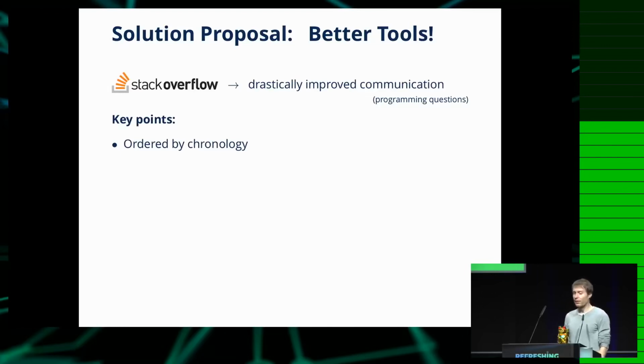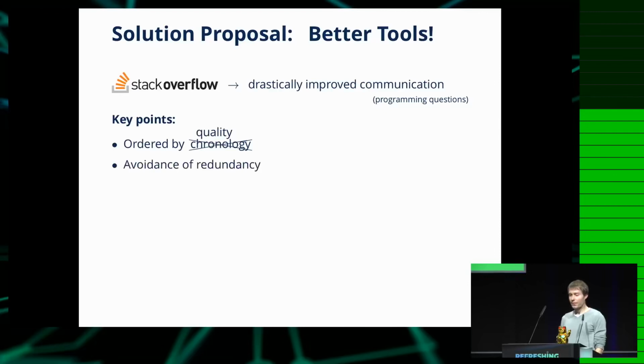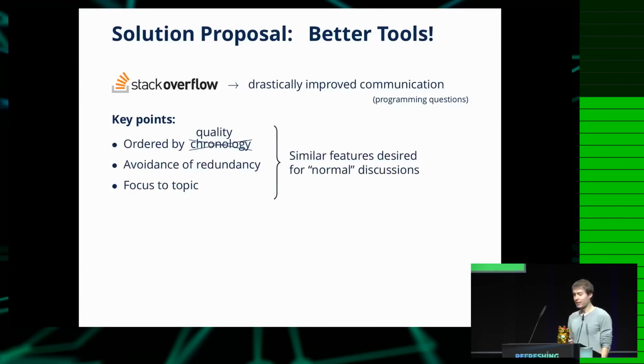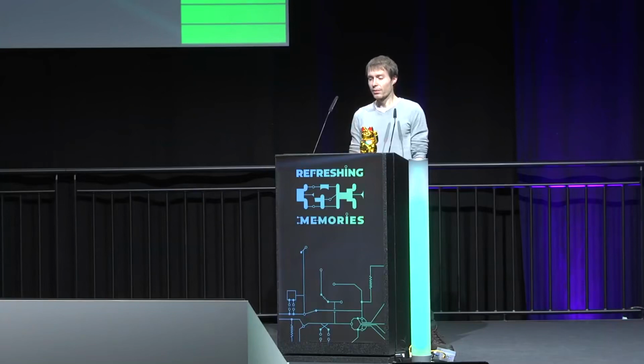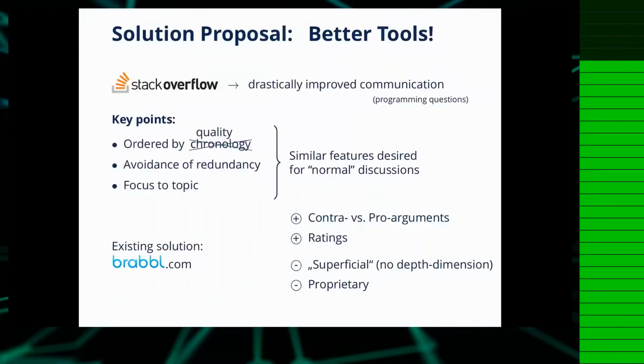And the key points which made this successful is that the content is not ordered by chronology, but by quality. And we have avoidance of redundancy and a better focus on the topic. And as I already said, we need similar features for normal discussions. There are already examples for this, like, I don't know whether you know this, Brabble, and there are other pages, and they use formalization to display contra versus pro arguments, and they have ratings for the quality of the arguments, but there are drawbacks because this is somehow superficial. You cannot go into the depth, and it's not free and open source software.